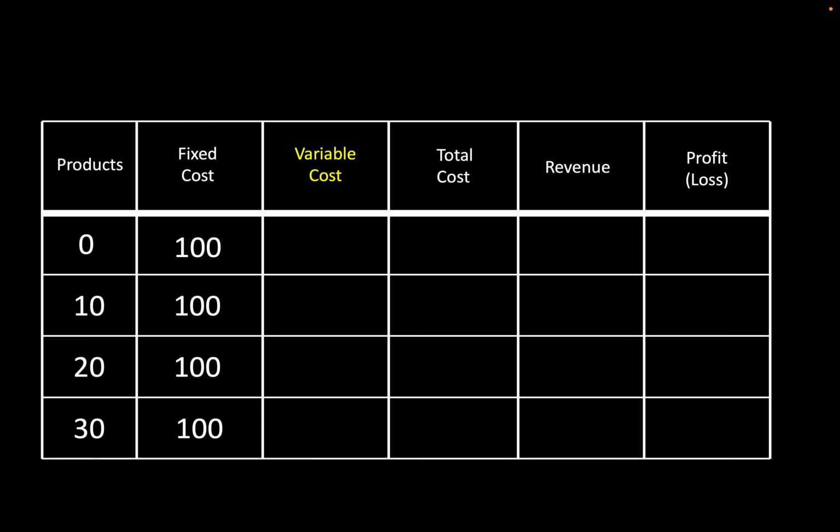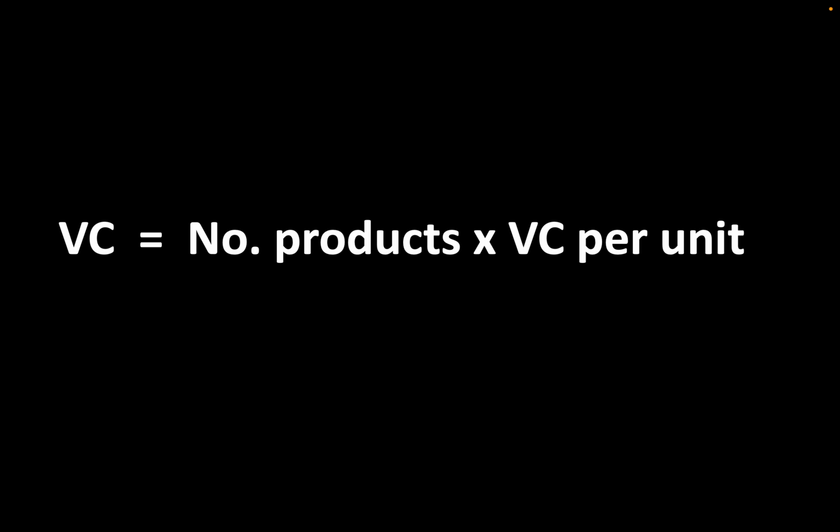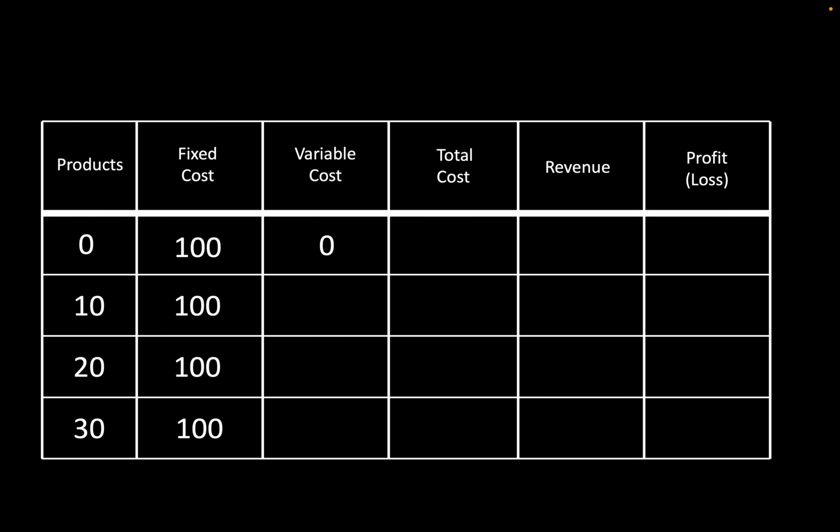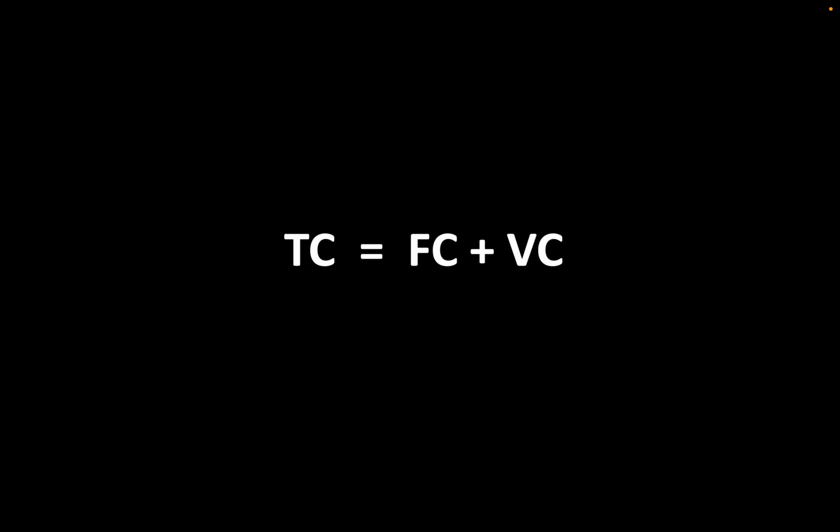The variable cost is the cost of making the candles. And so that's going to be how many products I sell times how much each one of them costs me to make, which in this case is $5 to make each candle. So if I didn't sell any products, then there would be no cost to the products that I sold. So the variable cost will be 0.